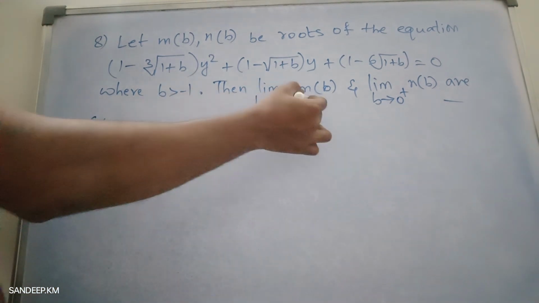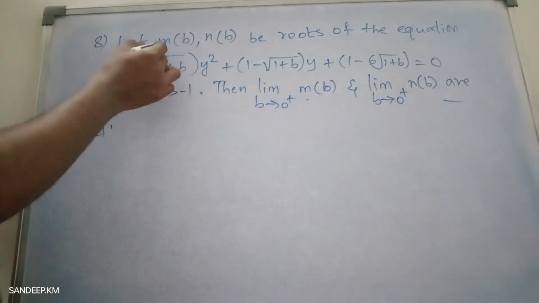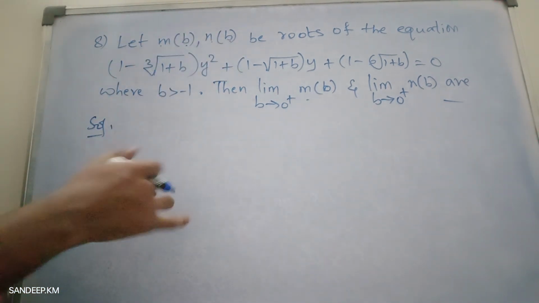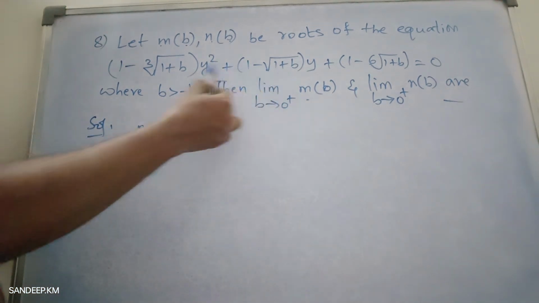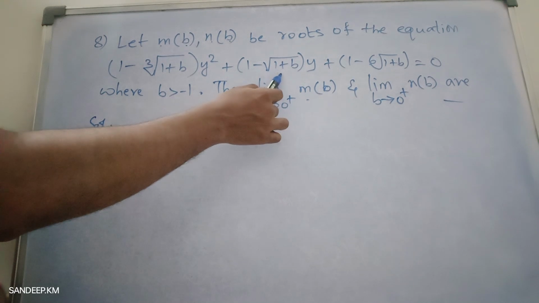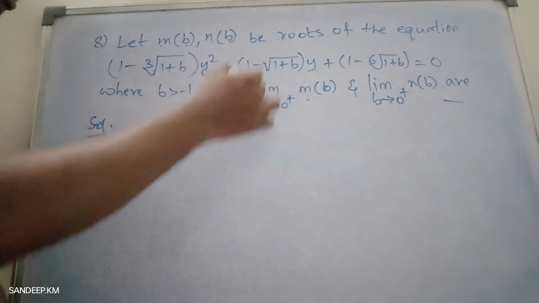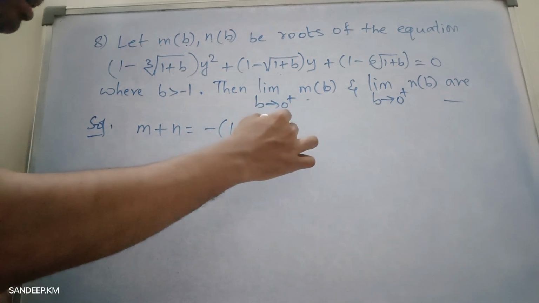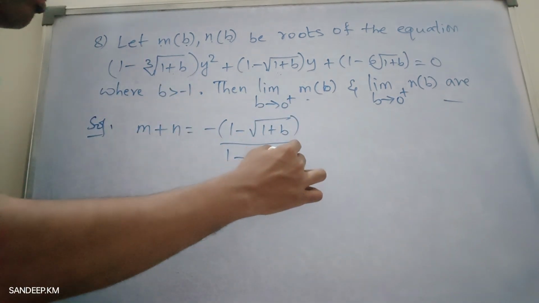Okay, I am supposed to find these two. First let me take the sum of the roots and the product of the roots. Instead of writing m of b and n of b, I'll simply write m and n. Sum of the roots, m plus n, is equal to minus b by a. Correct or not? Negative of y coefficient divided by y square coefficient. What is it? Minus of 1 minus root of 1 plus b divided by 1 minus cube root of 1 plus b.